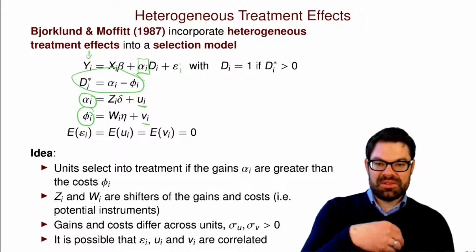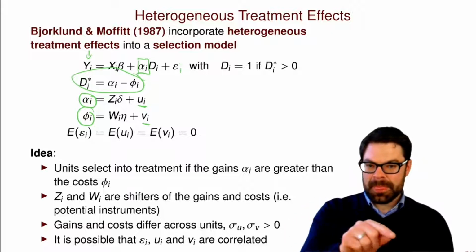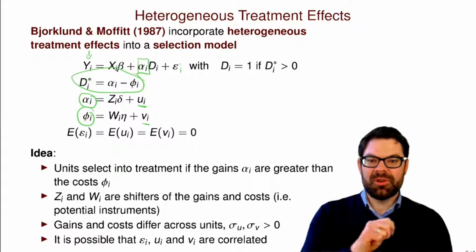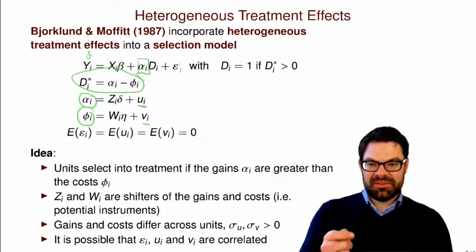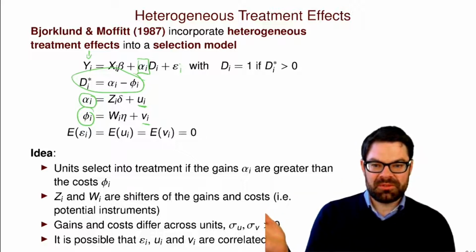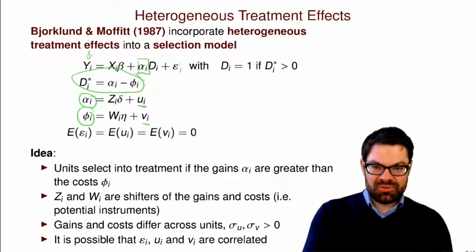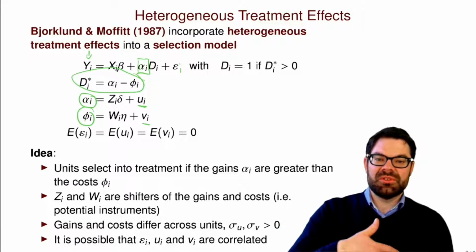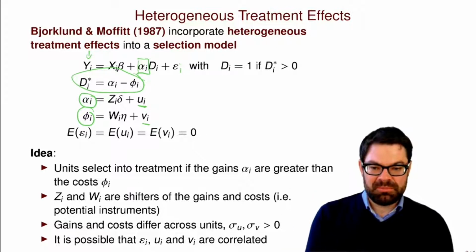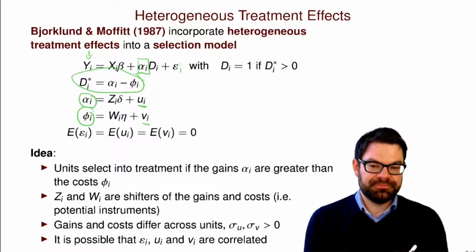So it's no longer the case that whoever gets the treatment gets the same gain or loss in the outcome regardless of who they are, but the gain that people get depends on their unobserved characteristics, and depends in this case on the gains from treatment and the costs. That determines whether they select into the treatment, and then also determines their outcome. So it's a slightly richer model.